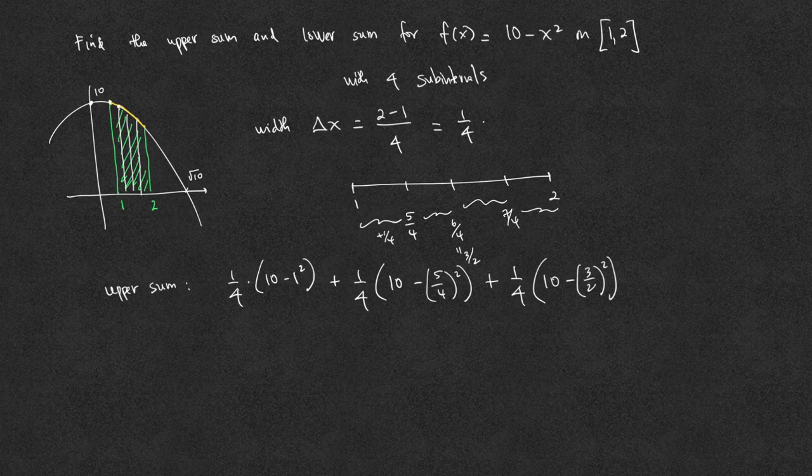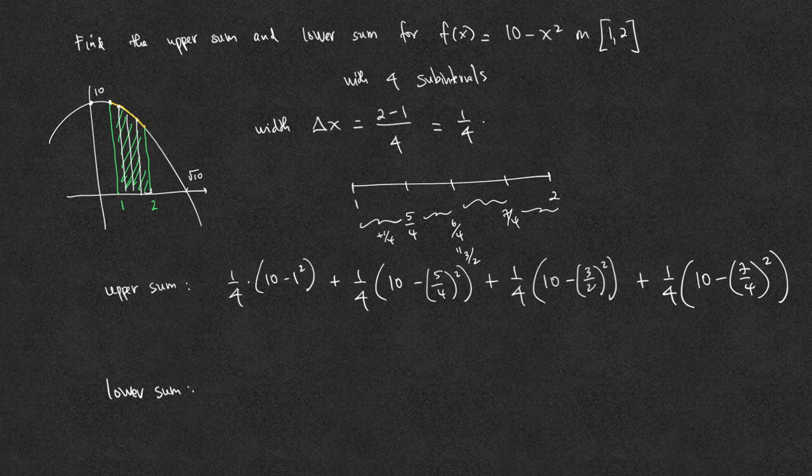We're using 4 rectangles. For the last rectangle, using the upper sum, the highest point for the last subinterval is at the left endpoint when x equals 7 over 4. The width is 1 over 4 and the height is 10 minus 7 over 4 squared. And we end up with 4 terms. We then use a graphing calculator to evaluate this. But before we do that, we should go ahead and set up the lower sum as well, so that we can use the calculator only once.